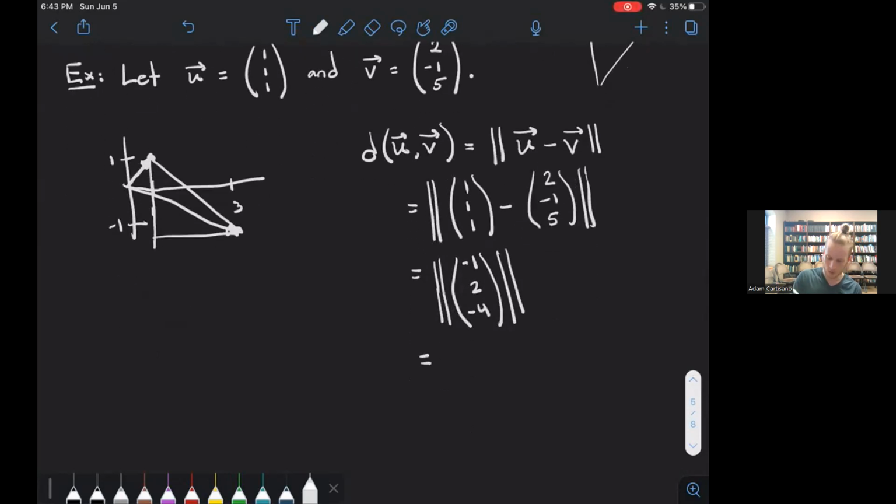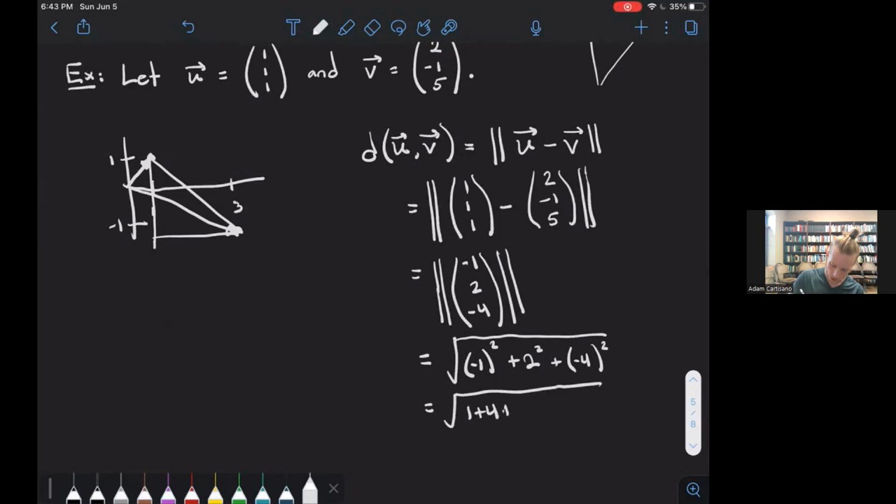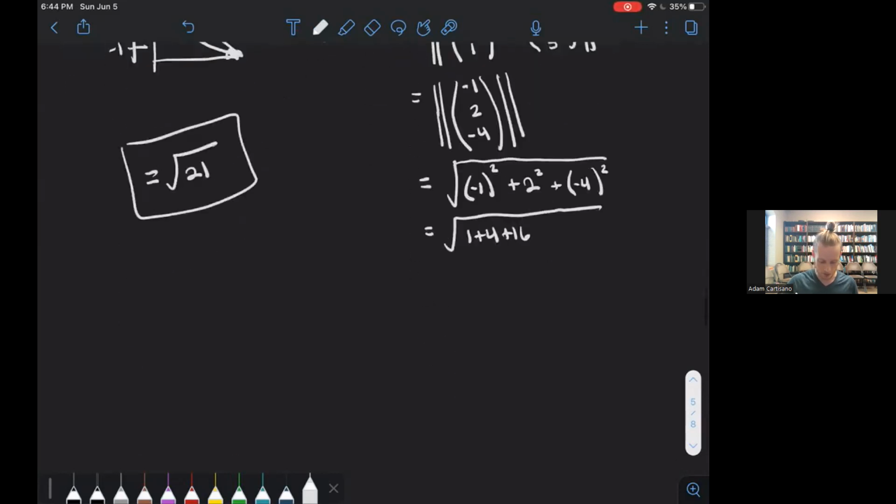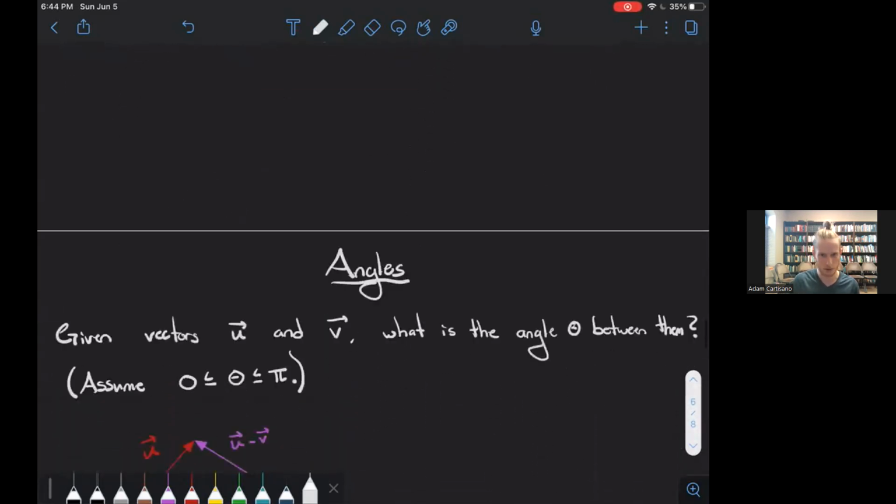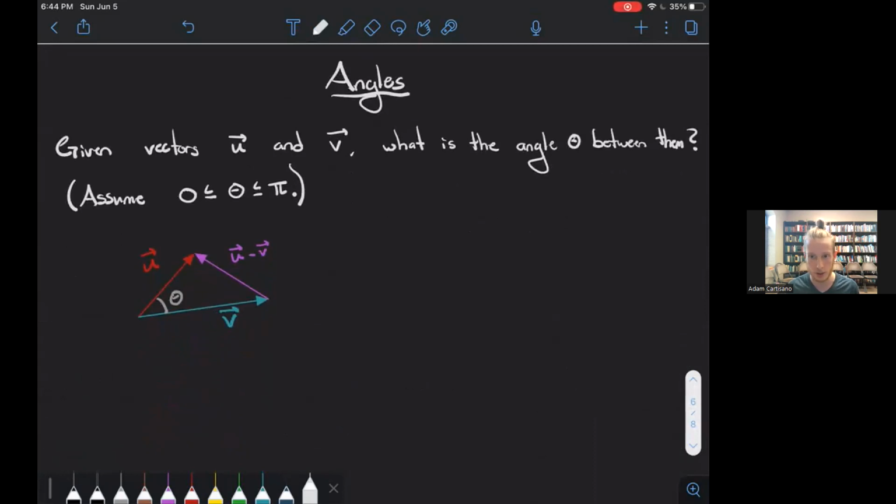Okay, the norm is once again, we just square each component and then add, and then square root when we're done. So it'll be the square root of negative 1 squared plus 2 squared plus negative 4 squared, which is the square root of 1 plus 4 plus 16. It's root 21. That's all there is to it for computing distance. Pretty straightforward. That was a terrible pun, and I'm sorry.